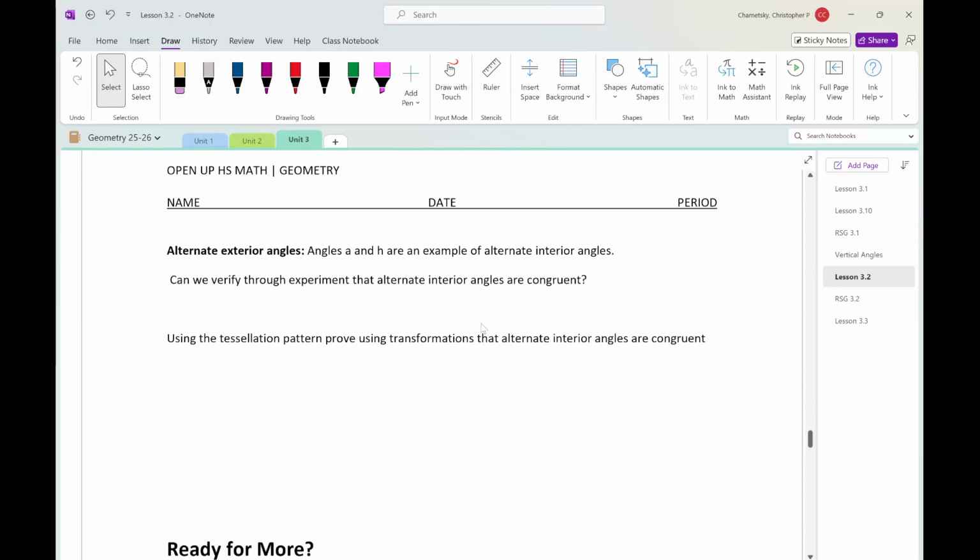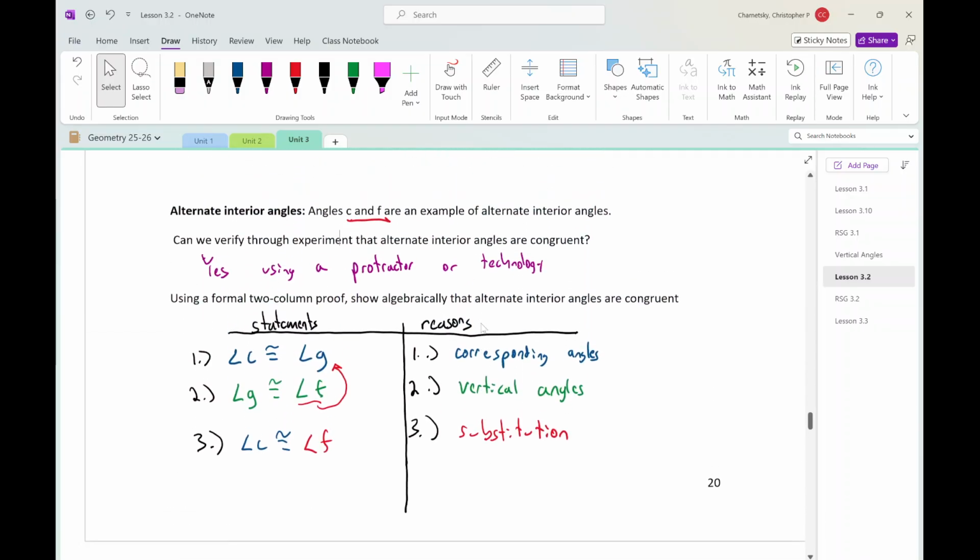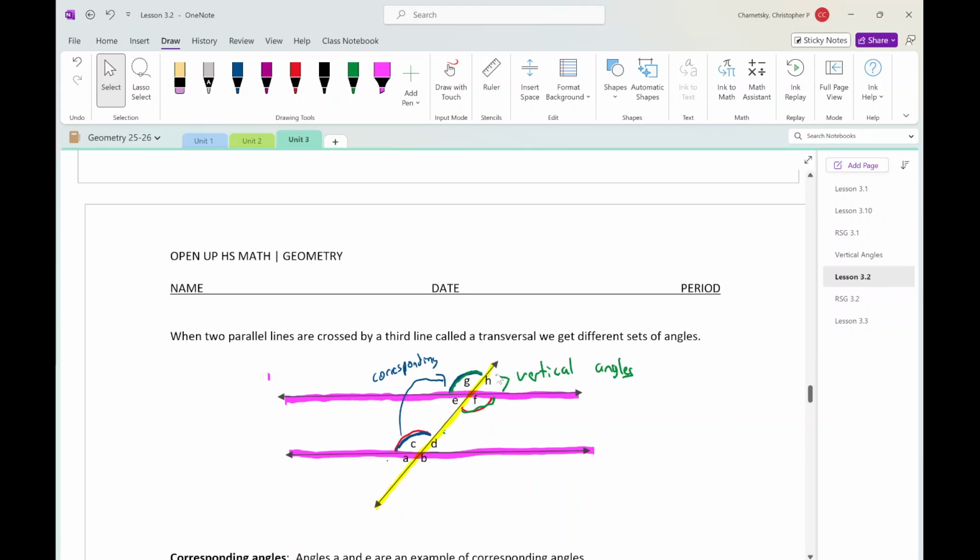Our next set of angles are alternate exterior angles. So, for example, A and H.